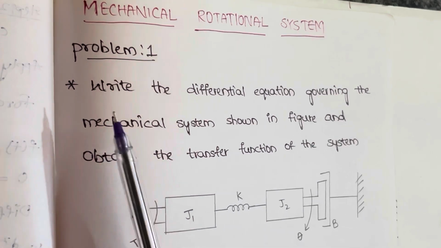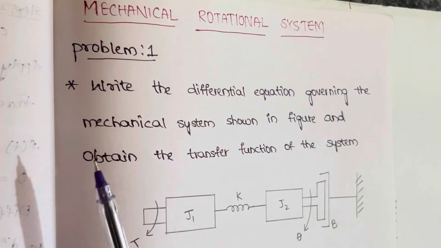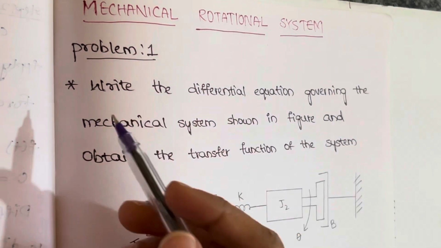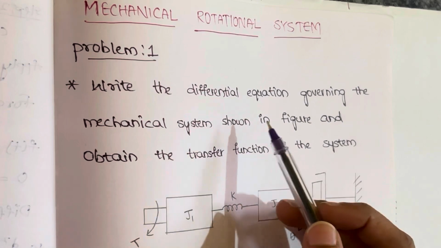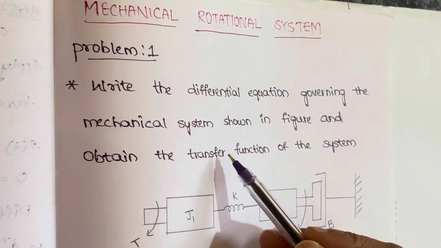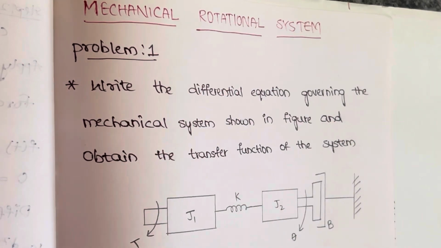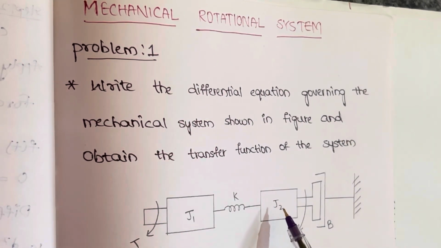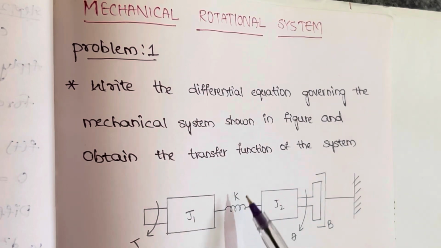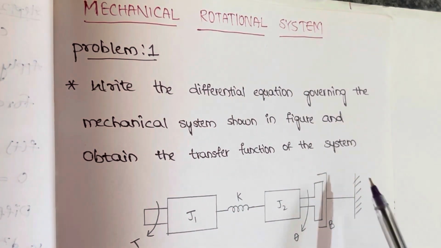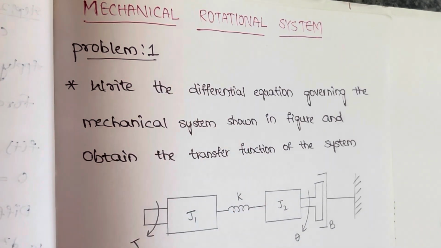So let us solve a problem on mechanical rotational system. Here it is asking us to write the differential equation governing the mechanical system shown in the figure and obtain the transfer function of the system. So this is the given system, where J1 and J2 are the moments of inertia, K is the spring, and B is the dashpot, that you already know. So let us solve this problem.